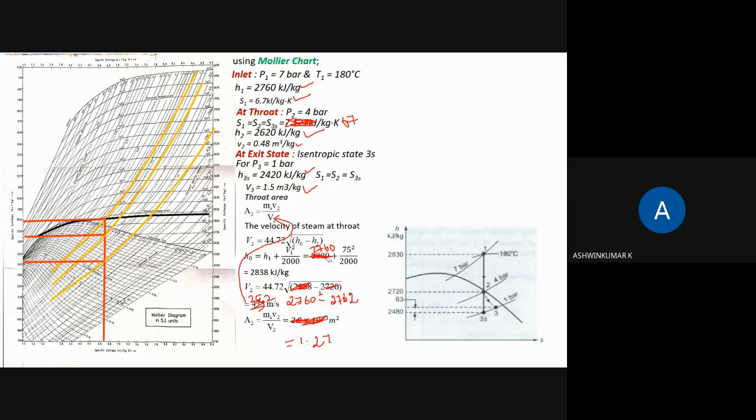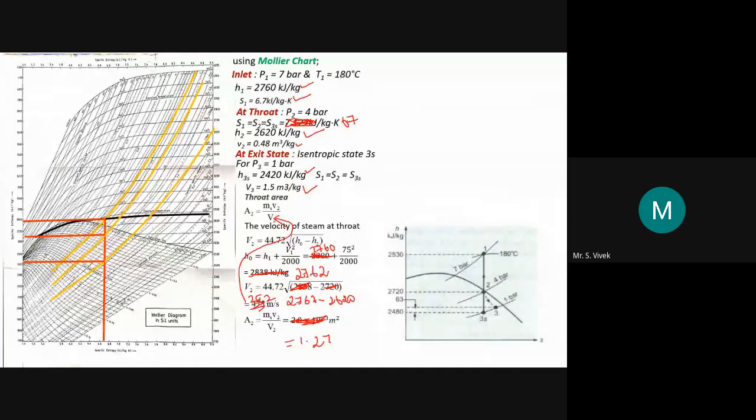V2 ல H naught minus H2 தானே throat area தானே. ஆமா ஓகே H2 தான் சப்ஸ்டிட்யூட் பண்ணோம். 2620 தானே. ஓகே H naught வேல்யூ என்ன வருது? 2762 சார். Wait. 2762. H naught is equal to, so V2 is equal to 44.72 into root of H naught, H naught is equal to 2762 minus what is it? H2 is equal to 2620. Right, correct. H2 is equal to 2620.